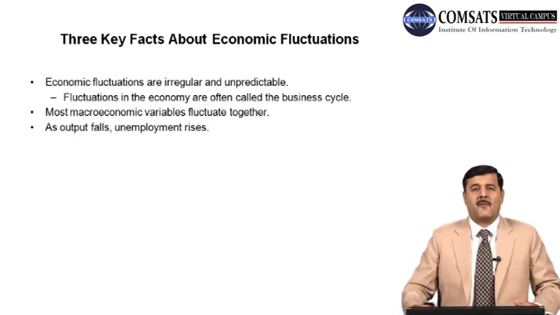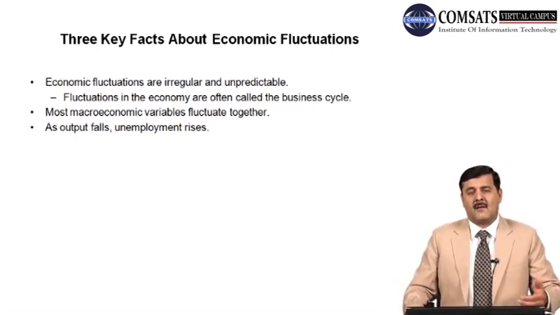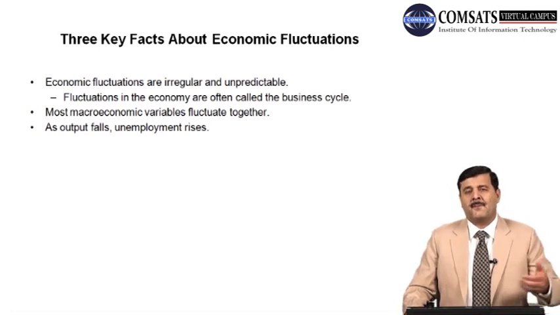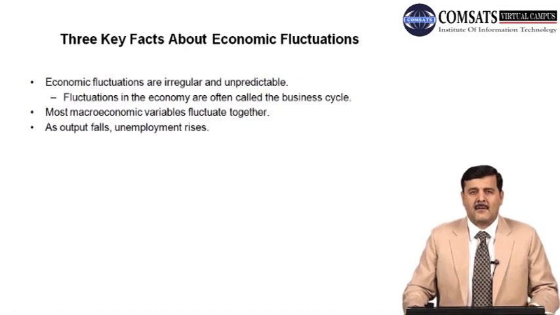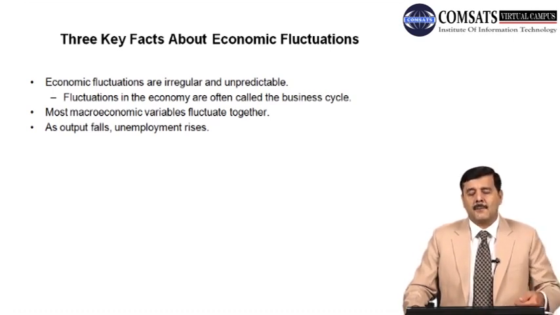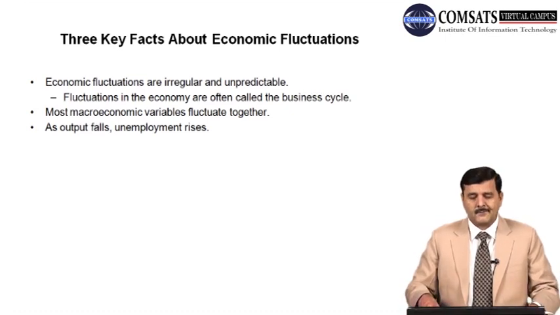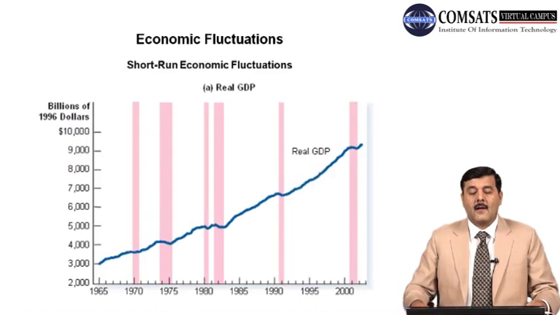Most of the macroeconomic factors, like अगर हम unemployment की बात करें, inflation की बात करें, real output की बात करें, profit की बात करें, growth की बात करें, तो most of the parameters grow or fluctuate together. So third जो fact है about economic fluctuation is that as output falls, unemployment rises. तो जो ही output कम होती है, unemployment बढ़ जाती है। तो इन तीनों की अभी हम अलहदा से बात करते हैं। As we said that economic fluctuations are basically unpredictable and irregular, right?